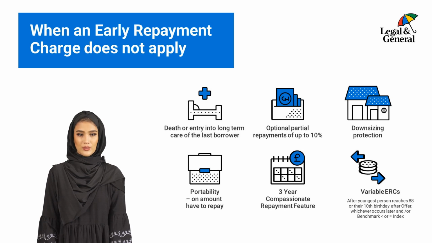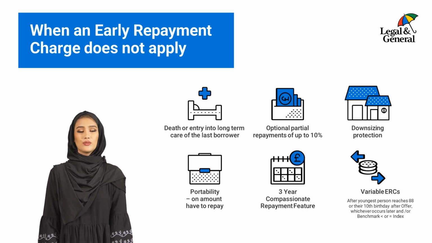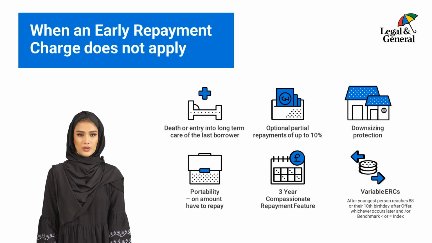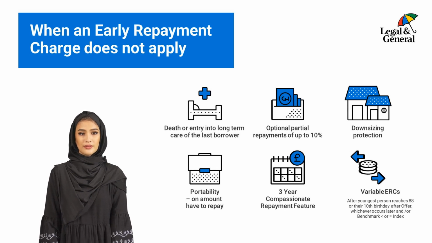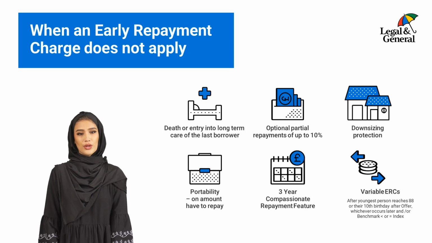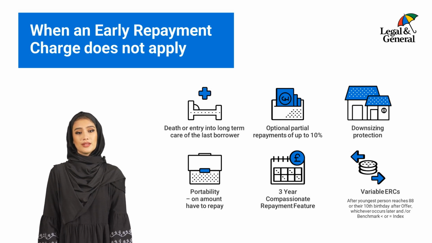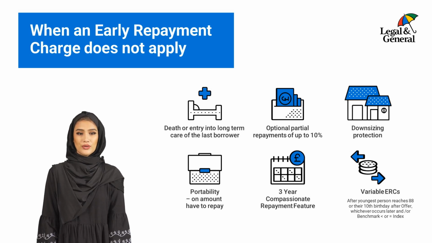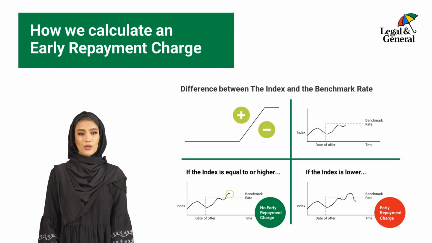Firstly, it's important to remember that customers won't have to pay an ERC in certain circumstances. For example, in joint life situations, if the loan is repaid in the first 3 years after the first borrower dies or moves into long-term care, no ERC applies. Another example of where it does not apply is within the permitted limits for optional partial repayments on our interest roll-up mortgage. We've listed these circumstances here, and you can find more details about these in our ERC guides or the mortgage offer documents. So how do we calculate an early repayment charge?